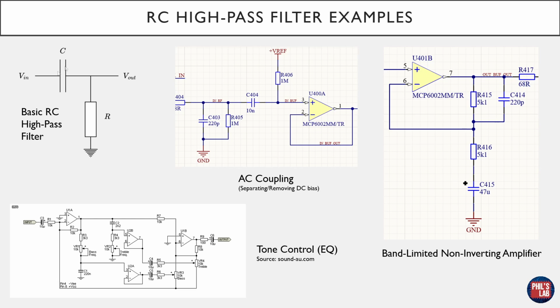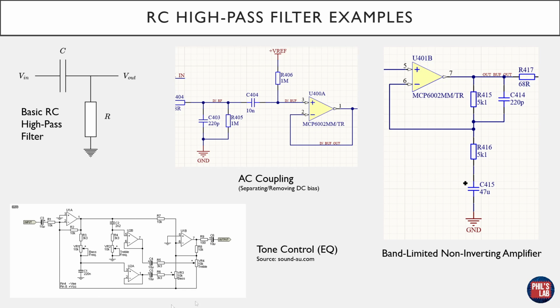Oftentimes, this structure might be a bit hidden that it's an RC high-pass filter, depending on the circuitry. For example, in the top middle, we have an RC high-pass filter in the form of AC coupling. We have C404 and R406 forming our basic RC high-pass filter, but this high-pass filter is to separate or remove DC bias between stages. Then, for example, on the right side, we have a band-limited non-inverting amplifier, and the RC high-pass filter is a bit more hidden. In fact, it's a combination of C415 and R416, very simply speaking, that will form a high-pass filter.